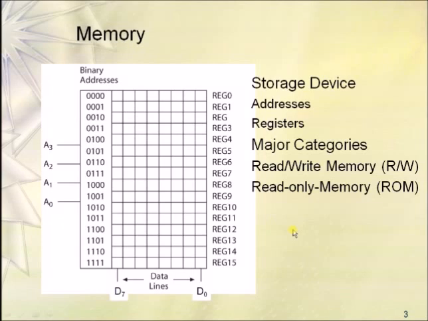Now let us see what is a memory. As we know, memory is a storage device mainly used for storing information. There are two major categories of memory: read-write memory as well as read-only memory. Read-write memories are those to which we can program the data any number of times, and we can also erase the data any number of times. But when it comes to read-only memory, we can write the data only during the manufacturing process. Those kinds of memories are nothing but read-only memories.